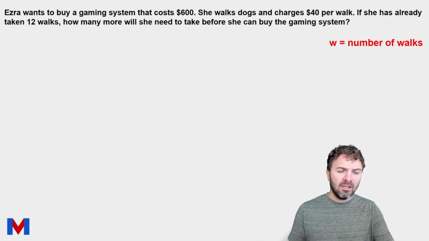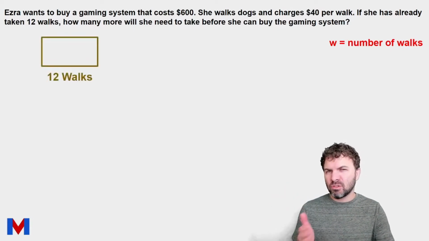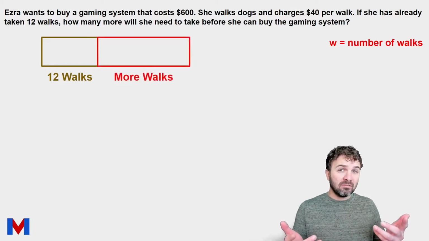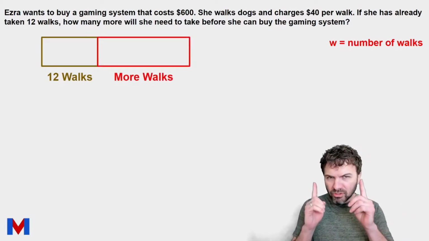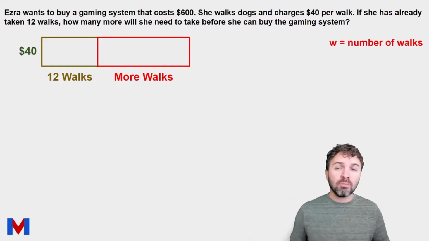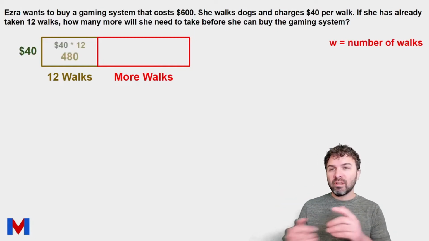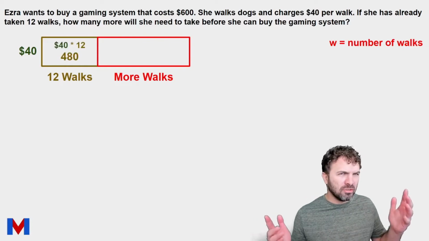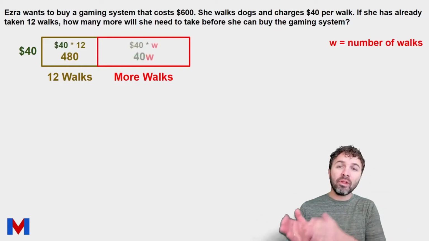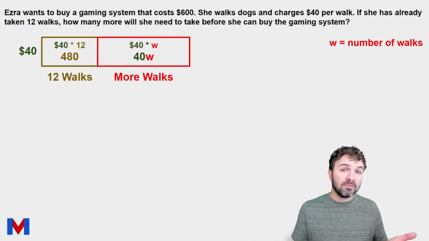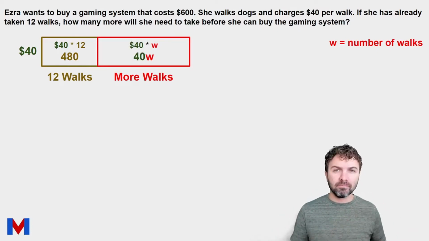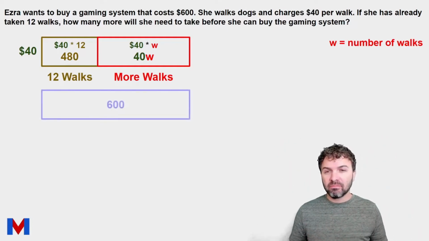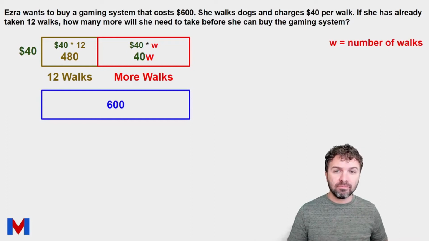Hey, everyone, look at this. So we know that we have 12 walks that she's already taken, and there's some number of walks that she needs to take. We don't know what that is yet. But we also know that she makes $40 per walk. So 40 times 12 is 480. She's already made 480, or is owed 480. I'm not sure which. Anyways, we're also getting paid $40 times the amount of walks that she's going to take. So 40 times W, which is 40W. We also know that all this needs to be 600 because that's how much the system costs.